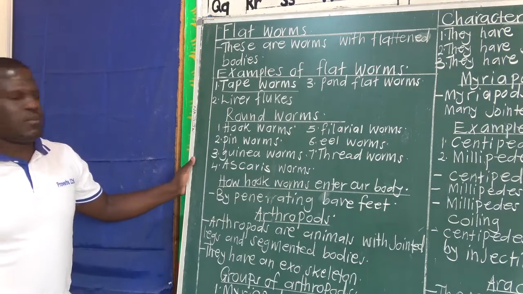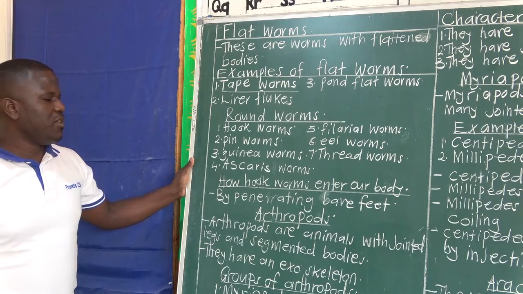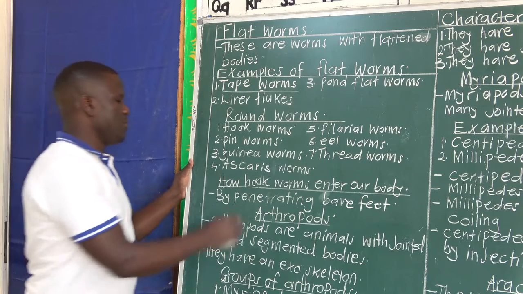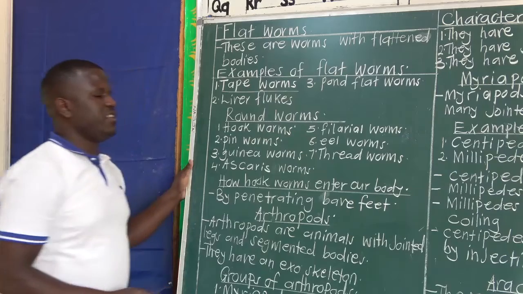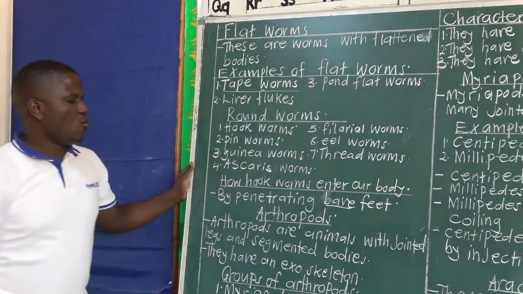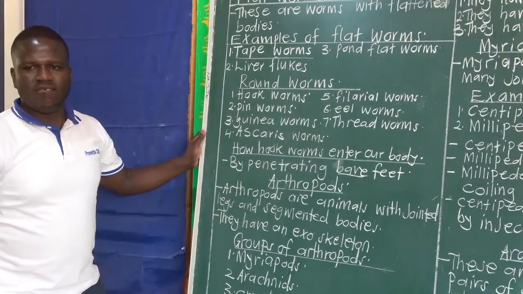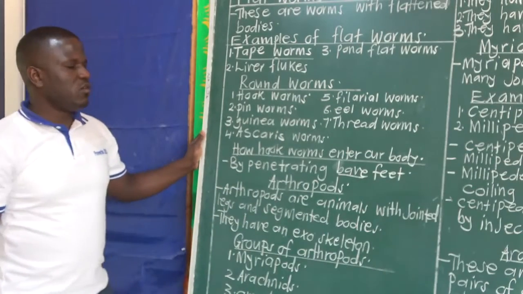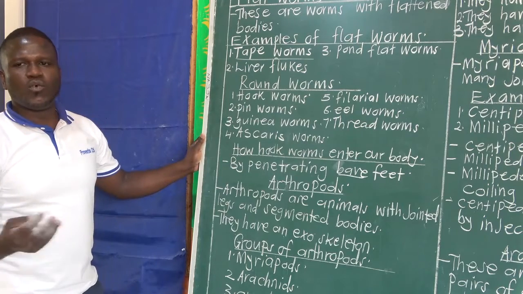Let me briefly talk about hookworms. How do hookworms enter our body? Hookworms enter our body by penetrating bare feet. The spelling of the word bare is very important. What do hookworms feed on? Hookworms feed on blood.